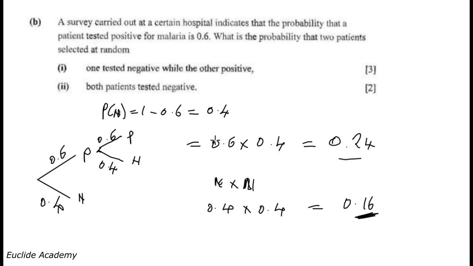So you can construct this to help you and then multiply the probabilities, since these are independent events, where one event does not affect the outcome of the other event. We are not told in the question whether they are independent or dependent events, but we can take this as independent events. So for both patients tested negative, we just multiply the probability of a negative twice, which gives us 0.16, and the probability of one positive, one negative is 0.6 times 0.4, which is 0.24.